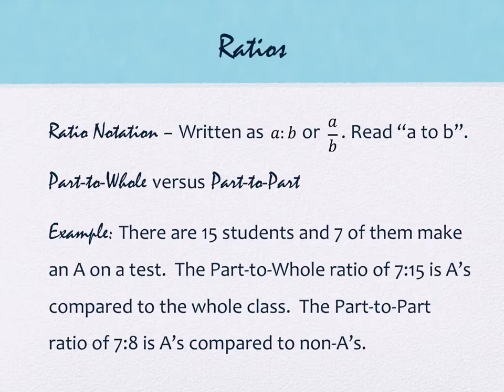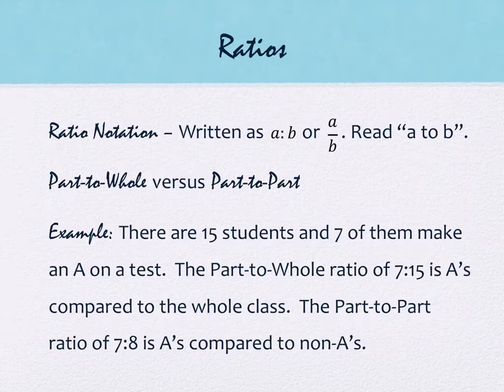So proportions come from ratios. Ratio notation is written as A to B, either with a semicolon or a colon between, in fractional form, or in words. There's two types of ratios. There's a part to whole ratio and there's a part to part ratio. So this example shows the difference.